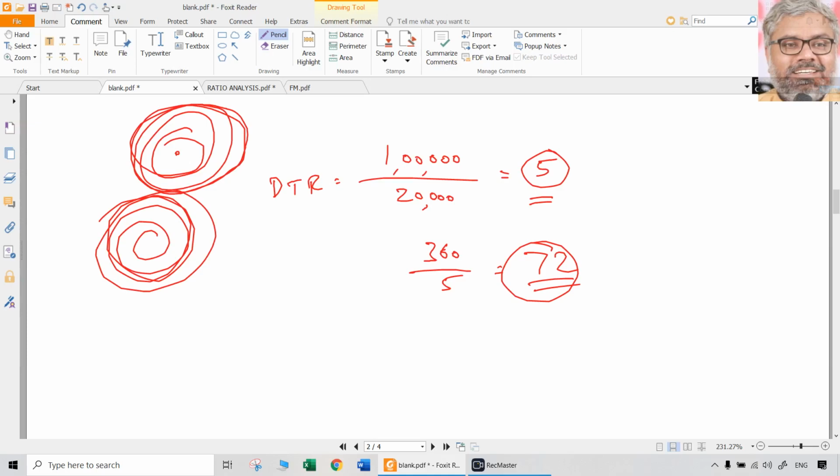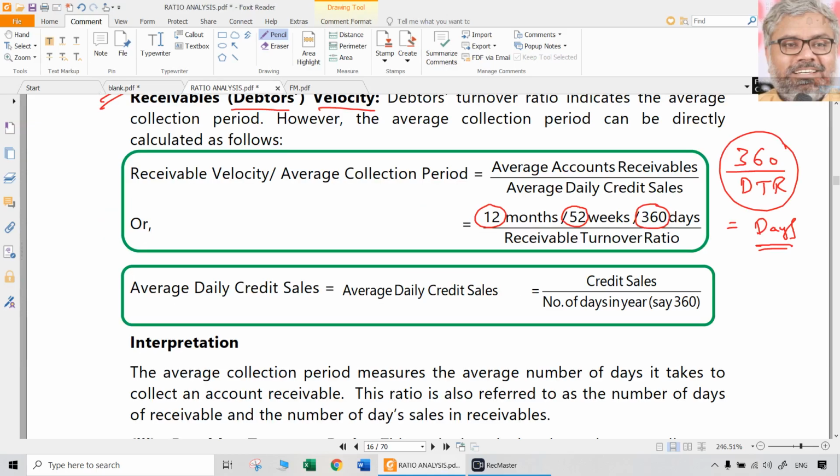But is it going to be that every debtor will pay exactly after 72 days? No, these are all average things, on an average. So always we are talking about average. So simply how to calculate this debtors velocity? Also it is called average collection period. Also it can be called debt collection period. Within how many days you are going to collect the debt? Simple. 360 divided by debtors turnover ratio.